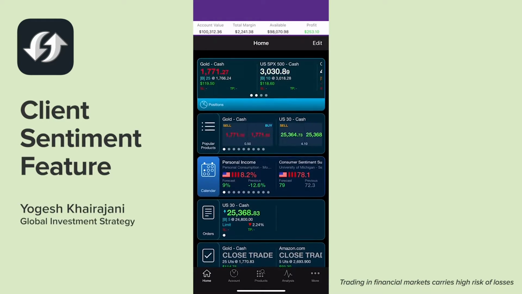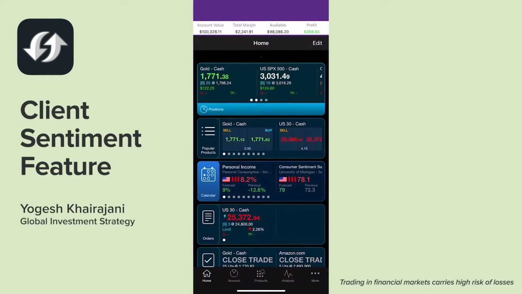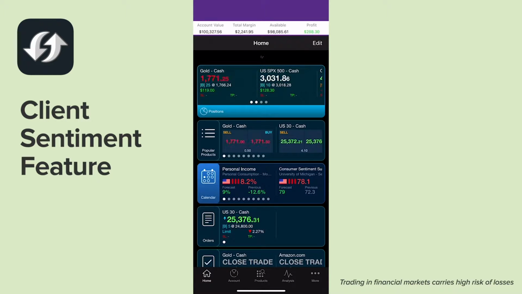The client sentiment feature provides an insight into the trading sentiment of other CMC Markets clients. It is accessible via the product overview, which we will check soon. And it also shows what percentage of the clients are long and short on a particular product.